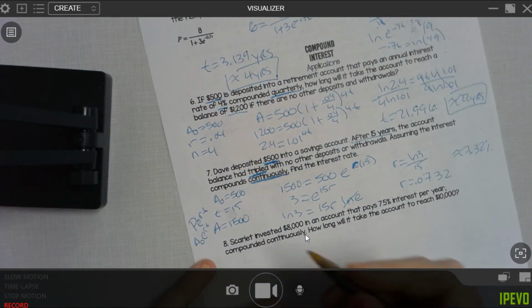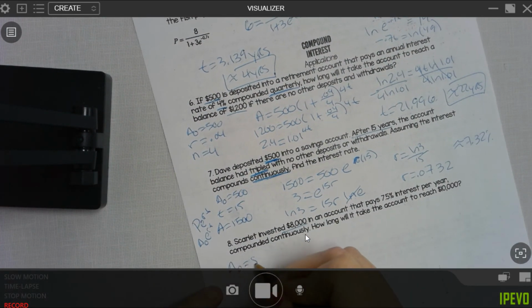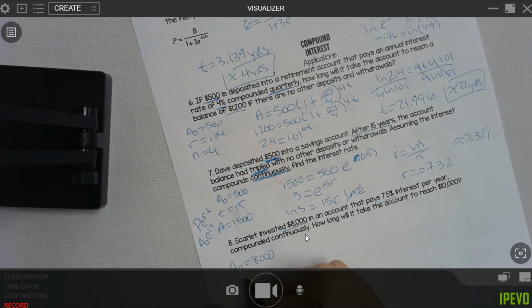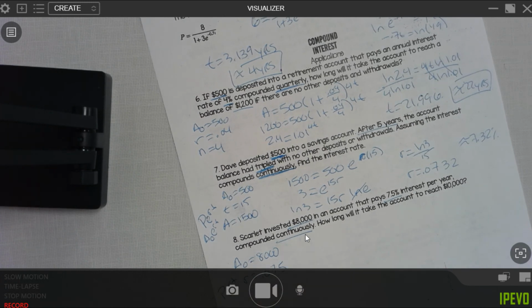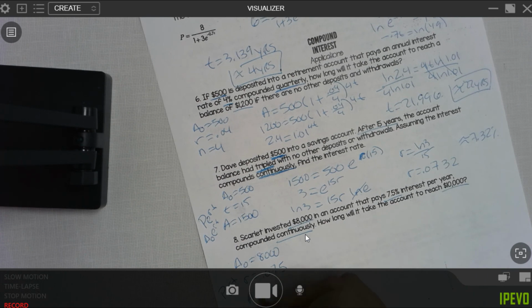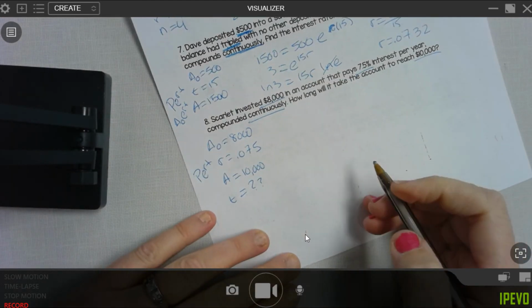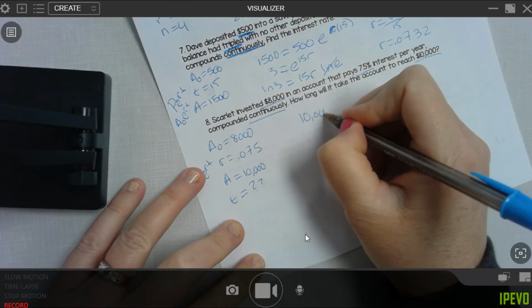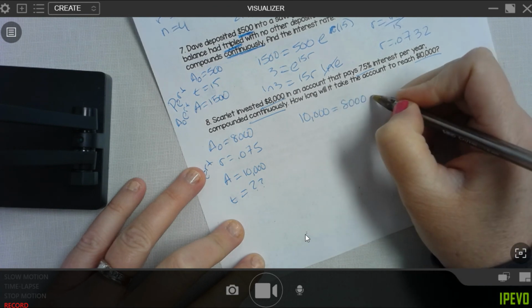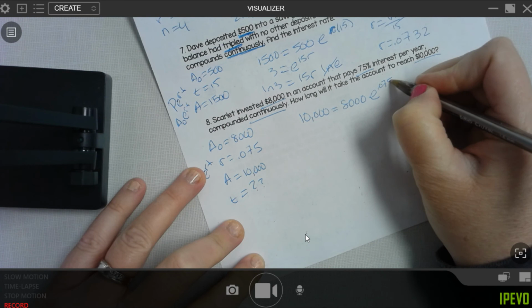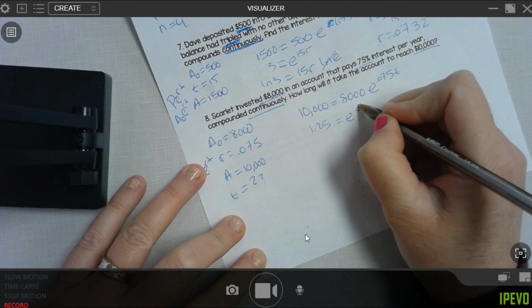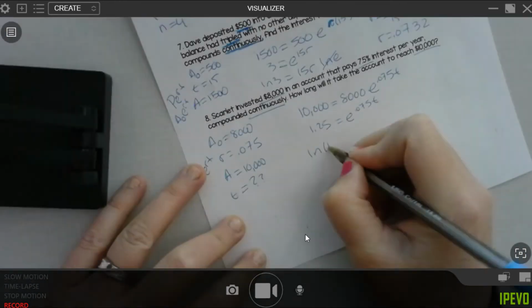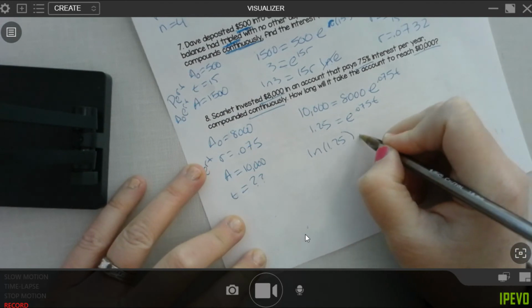All right, last one. We invest $8,000. Pays a rate per year. Continuous, we're using the E formula. How long till we get to 10,000? So that's my end amount. And T, we're looking for. So let's do. So divide that over first. Natural log both sides.